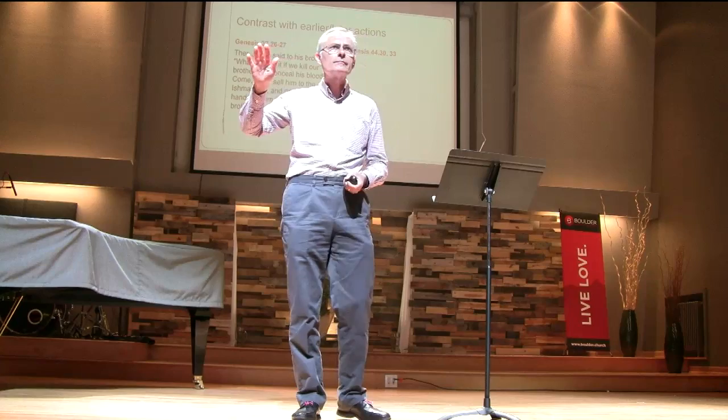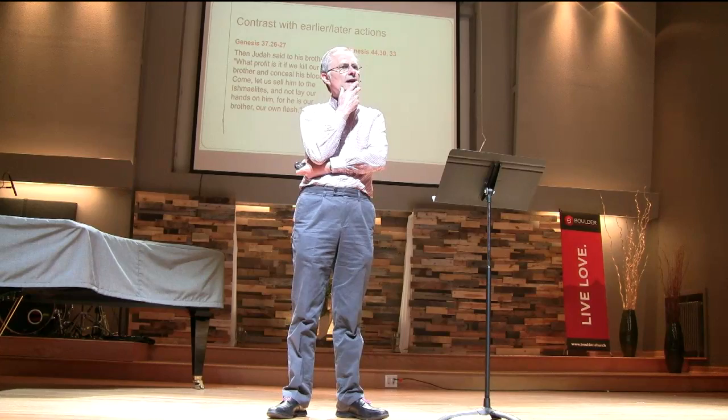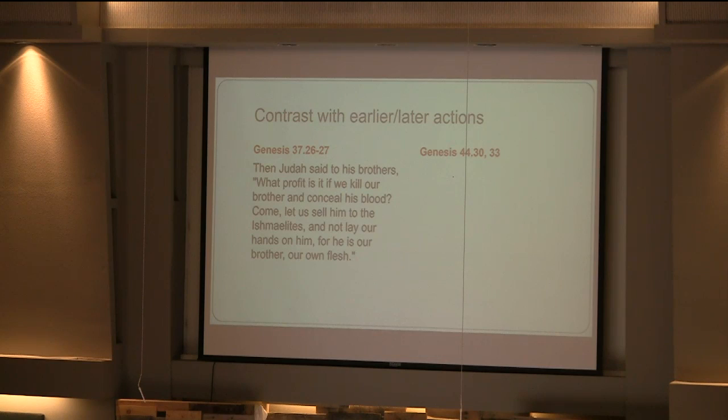In Genesis 37, we have Judah once again. Judah said to his brothers, there at the pit where Joseph has been placed, "What profit is it if we kill our brother and conceal his blood? You know, we might as well get some money out of it. Come, let's sell him to the Ishmaelites and not lay our hands on him, for he's our brother, our own flesh."